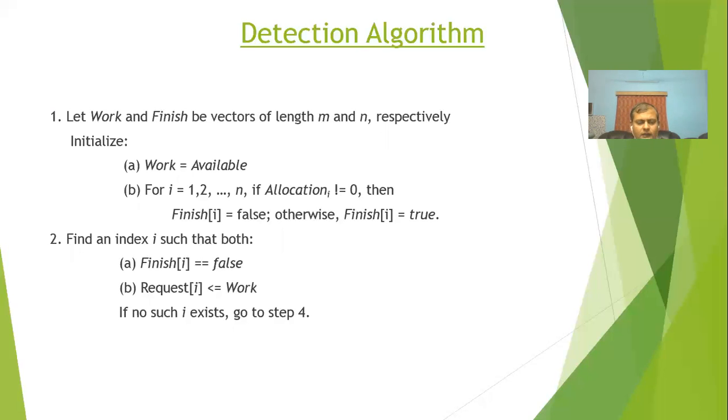So in the second step, what we are doing is finding an index i such that Finish[i] equals false and Request[i] is less than or equal to Work.